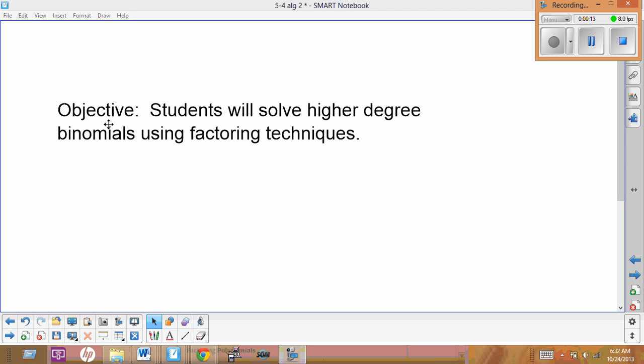Okay, our objective today is students will solve higher degree binomials using factoring techniques. Our action today is to solve. What are we going to solve? Higher degree binomials. How are we going to do it? Factoring techniques. So we're going to solve higher degree binomials using factoring techniques. Go ahead and pause the video and make sure that gets into your notes.